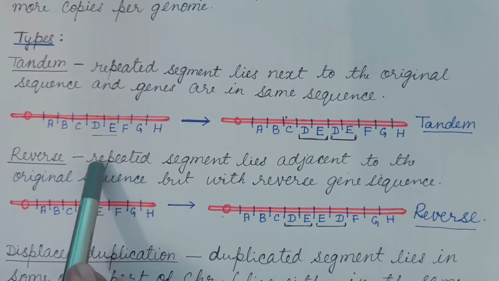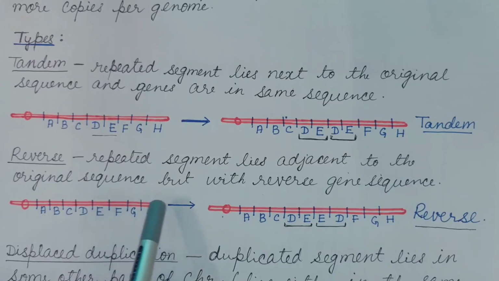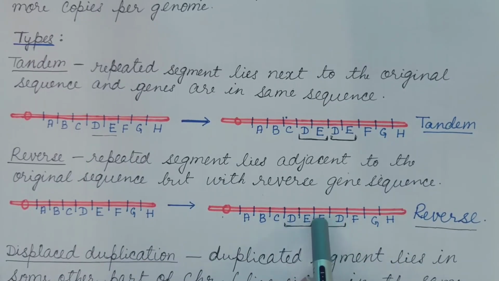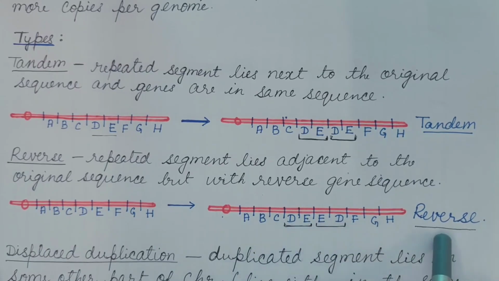Reverse duplication: when the repeated segment lies adjacent to the original sequence but with the reverse gene sequence. This is the original one and this is the duplicated one. Here the sequence is DE and here it is ED. So it is the reverse of the original one. This is known as reverse duplication.